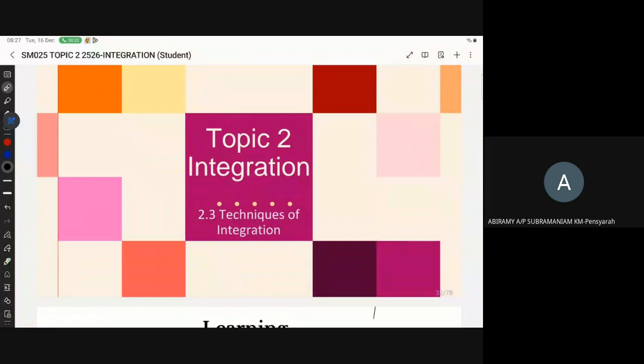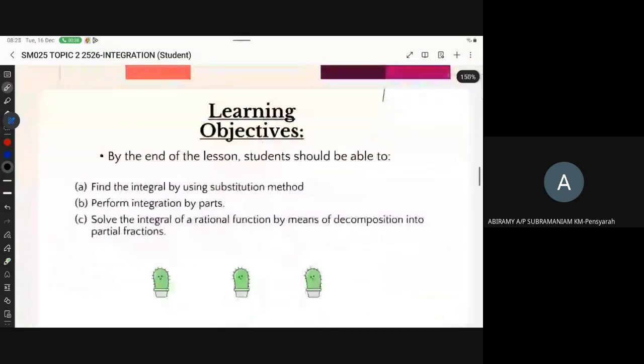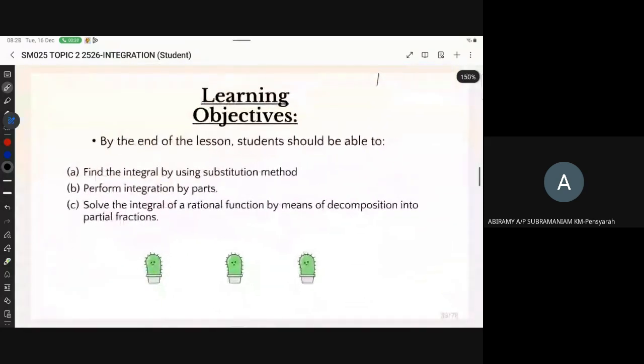Good day, dear students. Today we will be entering topic 2, integration, subtopic 2.3, techniques of integration. Let's look at our learning outcome for today. At the end of the lesson, students should be able to find the integral by using the substitution method, perform integration by parts, and also solve the integral of a rational function by means of decomposition into partial fractions.